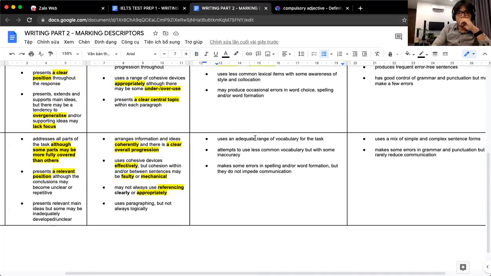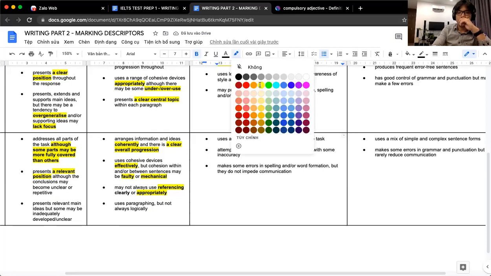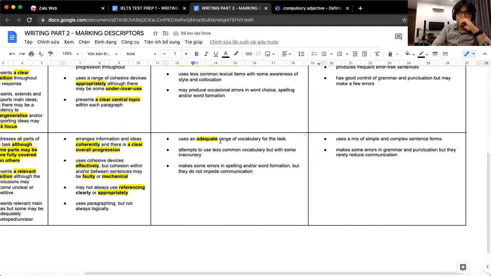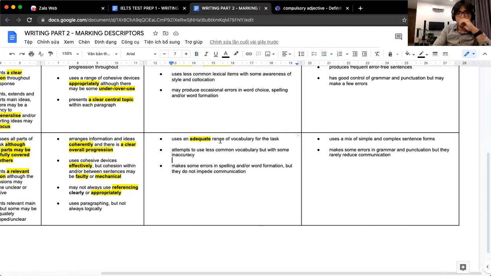For band 6, it's really interesting. Adequate means okay, good enough, not particularly good, but I understand what you mean. So that is band 6 for you. Band 6 means not good, not bad. I understand what you mean. You generally successfully convey what you want to say. You know what? At band 6, I think you're already a successful learner. Sorry for repeating the word success.